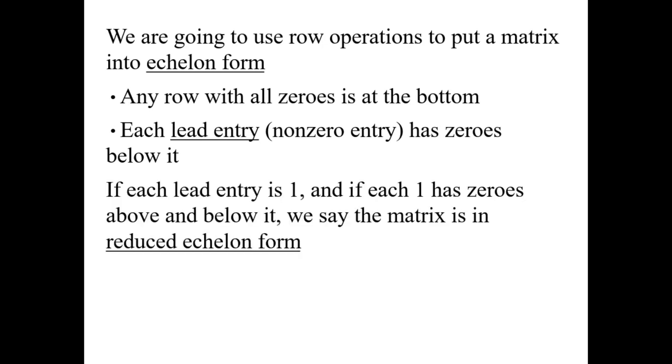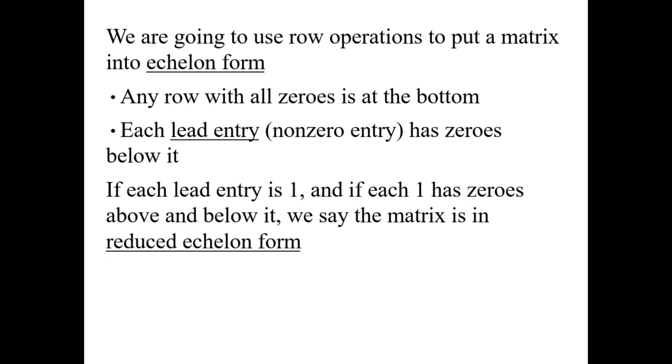We have another one called reduced echelon form, where now we have two extra conditions. The first condition is that all those lead entries have to be ones. In echelon form, the lead entries can be anything but zero. But in reduced echelon form, the lead entry has to be one. They all do. And those ones have to have zeros not only below, but now they have to have zeros above as well. We call that reduced echelon form.